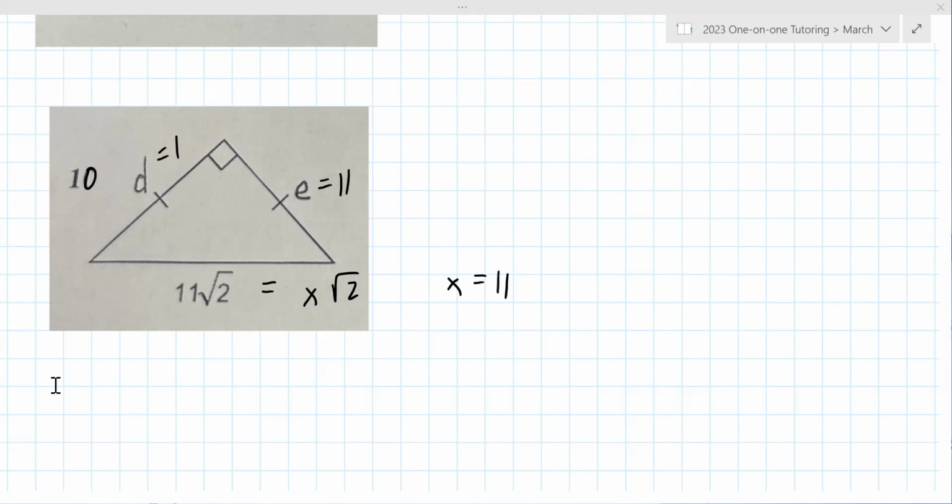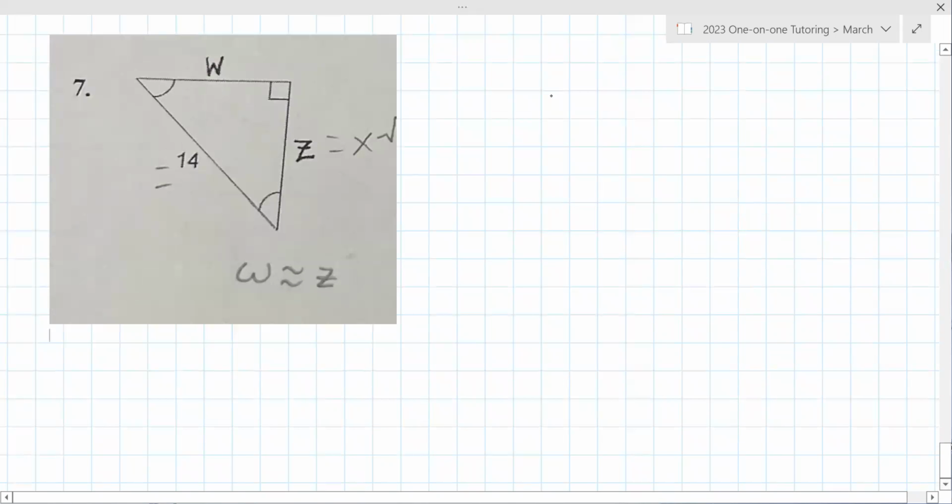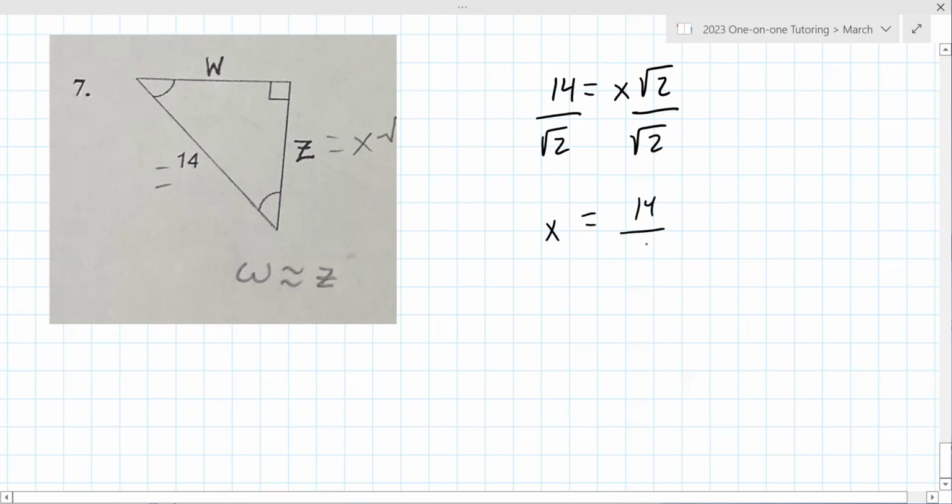So now 7 is the harder version of the 45, 45, 90. So let me grab that here. This time the hypotenuse 14 is equal to X square root of 2. In all the other problems, you've just been canceling out a square root of 2, but there's no square root of 2 here. What you've actually been doing each time is dividing by the square root of 2. So X is 14 over the square root of 2, but you need to rationalize.